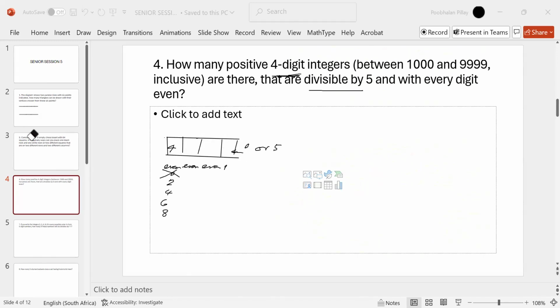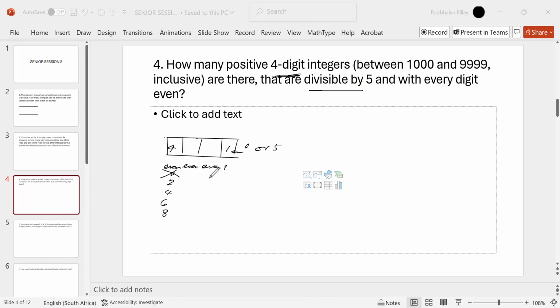And how many ways can you do it? So I'm not going to put the 0 there. I'm going to say there's only one way in which you can fill the last box. Now this doesn't mean I'm creating a 4-digit number that ends in 1. I'm simply saying that there's one way in which you can fill in this box. There are 4 ways in which you can fill in this box.